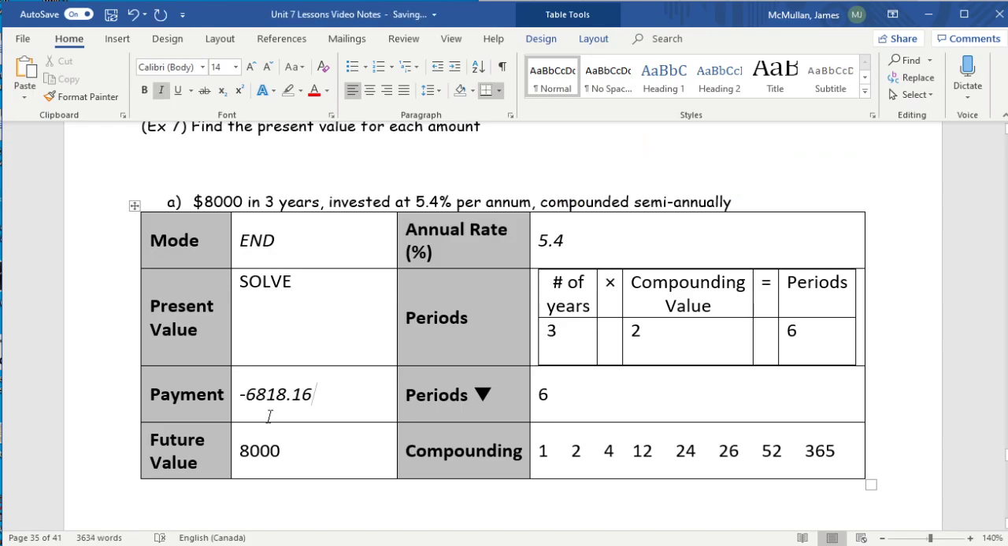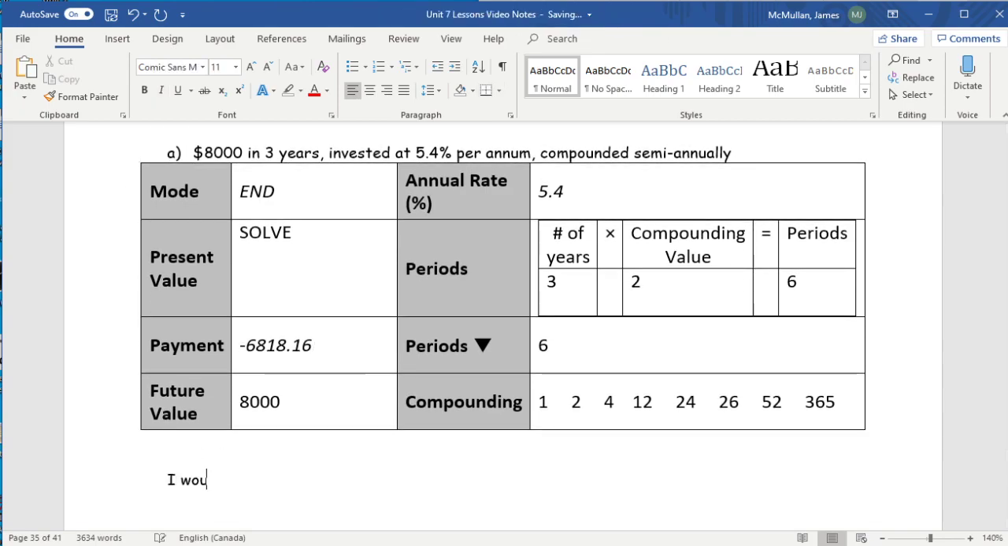Okay, this means I would need to give up, i.e. invest, 6818.16 today in order to have 8,000 in 3 years' time. And again, what I'm going to say here is in order to gain.